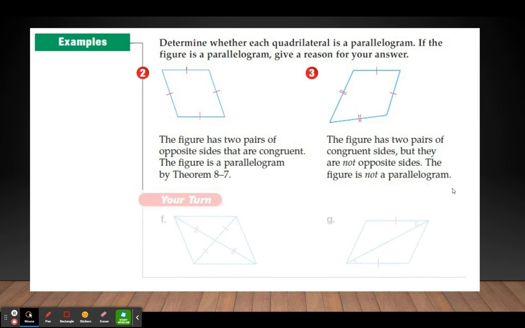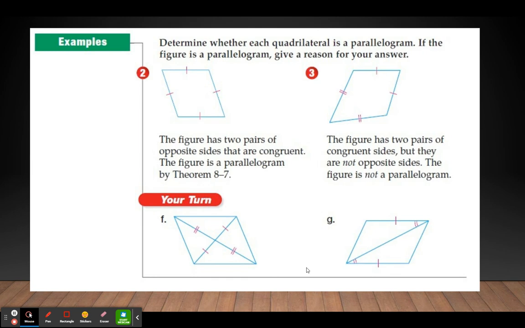And now it's your turn. Pause the video and see if you can get the answers to F and G. And here are your answers. F is a parallelogram because these two diagonals bisect each other.